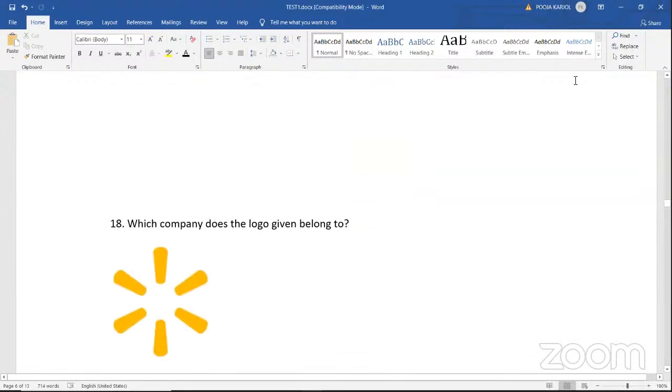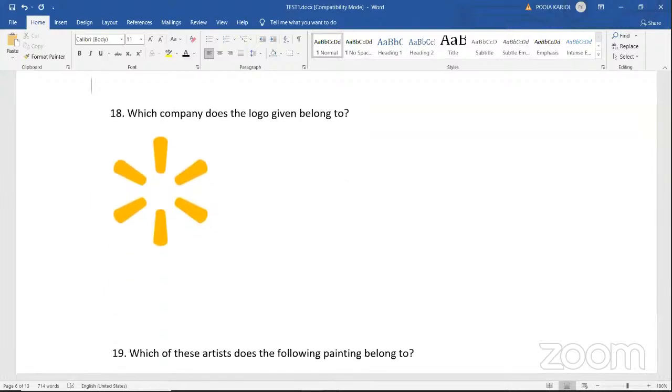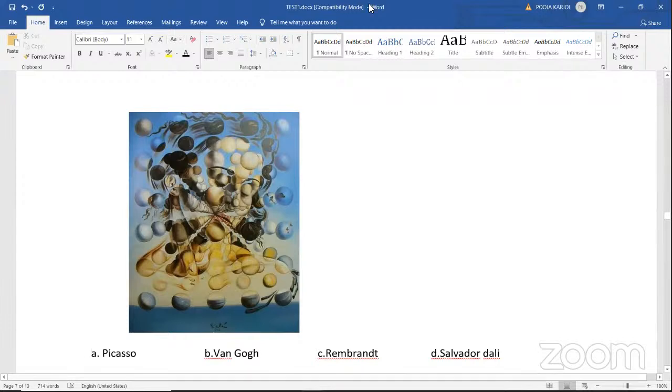What about this one? Walmart. Yes, Walmart. Again, this was a question done before. What about this? Which of the artists has done this painting? Yes, Walmart is correct.